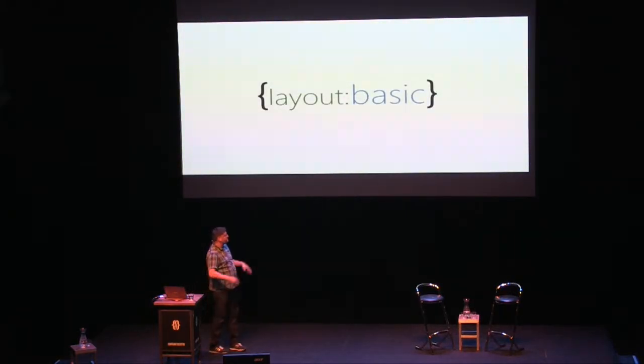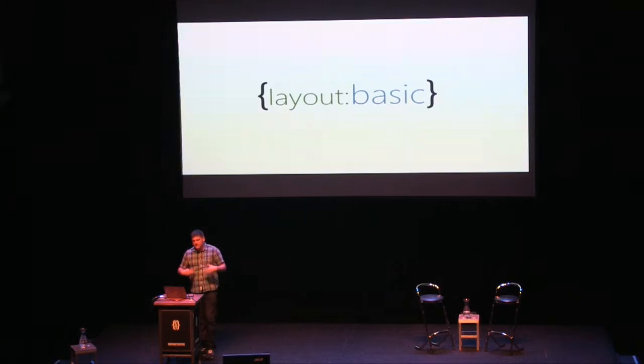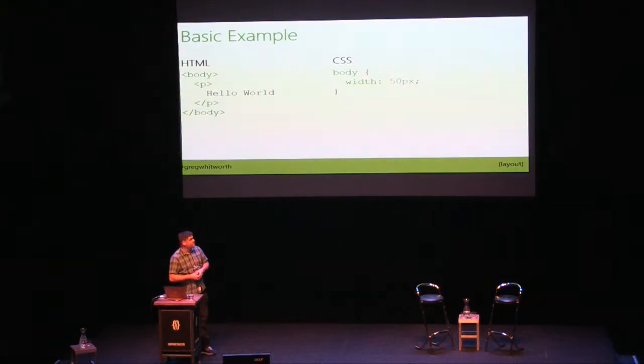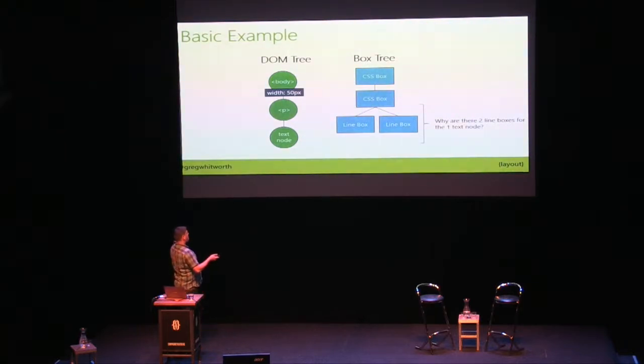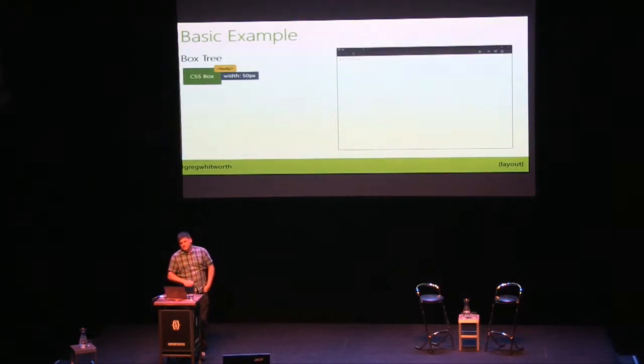All right, to me, this is where things start actually getting exciting. You get to start seeing things actually happen. Let's go through a very basic hello world example. Here's our HTML with hello world. The only constraint that we're giving to the layout is a width of 50 pixels. So here's our resulting DOM tree, and here's our resulting box tree. The astute among you may wonder why we've ultimately ended up with 2 line boxes when we only have 1 text node. So let's figure that out.